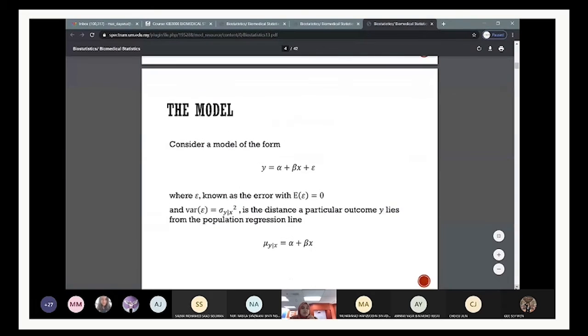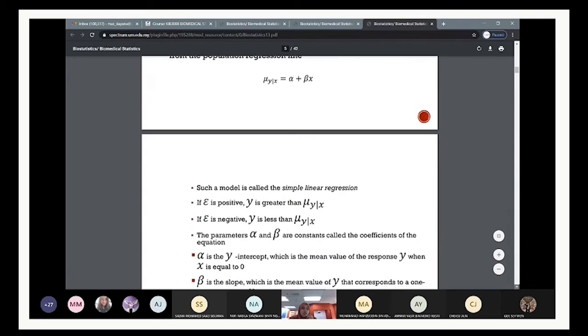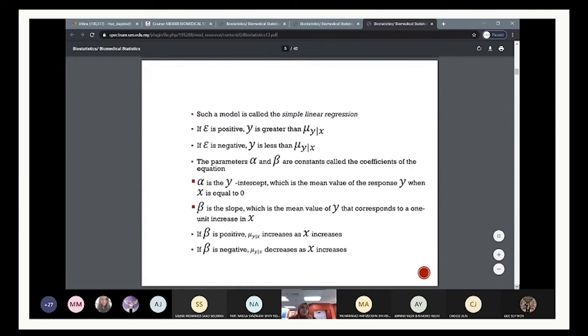So we consider the model y equals alpha plus beta x plus error, where e is the error. So the variation of error is the distance at which a particular outcome y lies from the population regression line. We'll see the regression line later on. Okay, so we call it a simple linear regression.